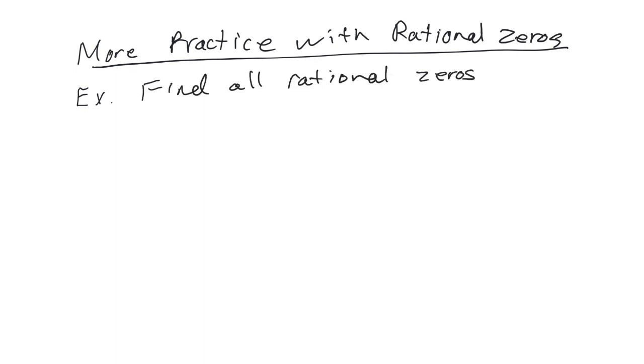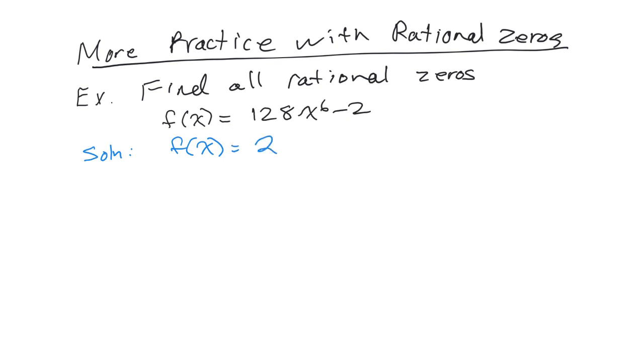So we're going to find all rational zeros for this ugly looking function. f(x) is equal to 128x to the 6 minus 2. Oh my goodness, it looks crazy. So imagine if you had to actually solve for this. So here's the solution. We'll start by taking f(x) and factoring out a 2 from everything. So you're going to get 64x to the 6 minus 1.